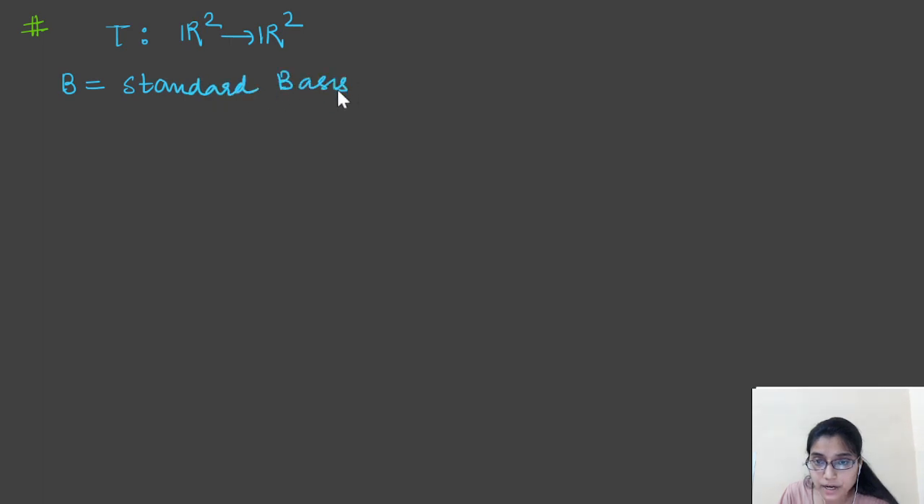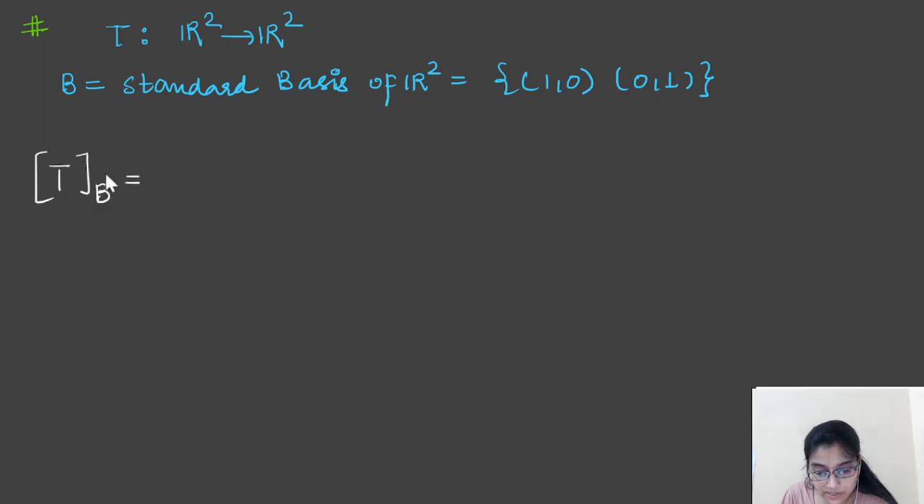Suppose you have been given a linear transformation or linear operator from R2 to R2, and this time you have been given that B is the standard basis of R2. Okay, B is the standard basis of R2. So you must have got an idea what this will be. This is going to be (1, 0) and (0, 1). Okay, and this time you have been given a matrix representation with respect to the standard basis only. And what is this? This is given to you as (2, 3), (minus 1, 2).